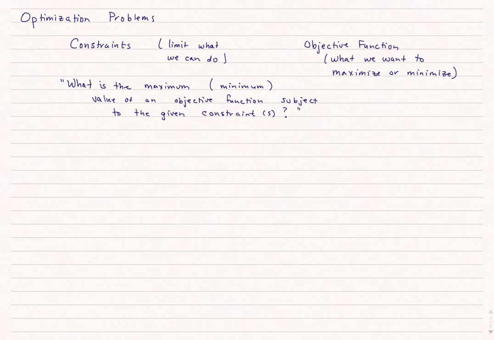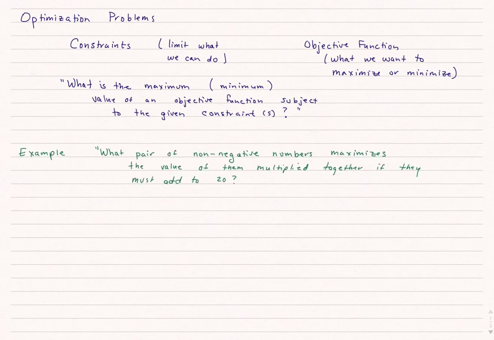Now we're going to do some optimization problems. Optimization problems are problems where I have given constraints that limit what I can do, but an objective function which I'm trying to either maximize or minimize. Optimization problems answer the question, what is the maximum or minimum value of an objective function subject to the given constraint or constraints? Here's an example.